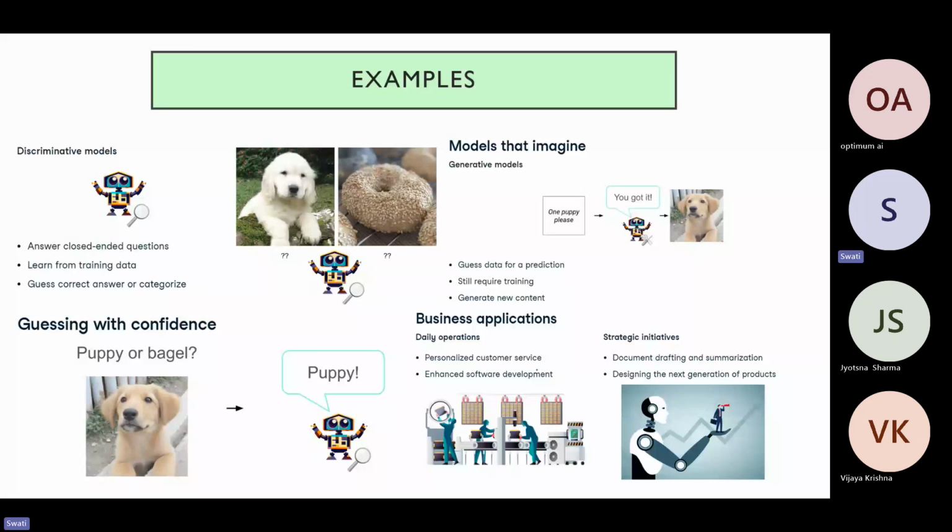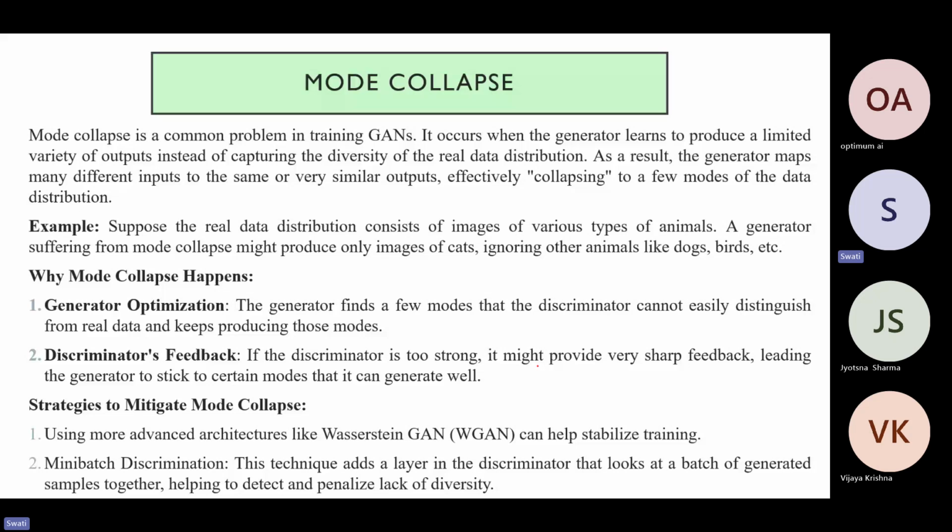There are also problems like vanishing gradients that can exist in this model, and the one major disadvantage is mode collapse. So what is this? The generator produces a very limited variety of outputs instead of capturing the diversity of the real data distribution. What does this mean? Suppose our data set has many images of various animals, but the generator produces only images of cats, ignoring other animals like dogs, birds, elephants. So it produces only this one type of animal.